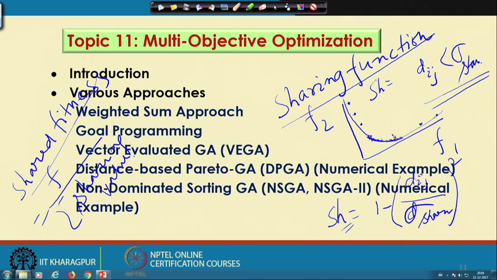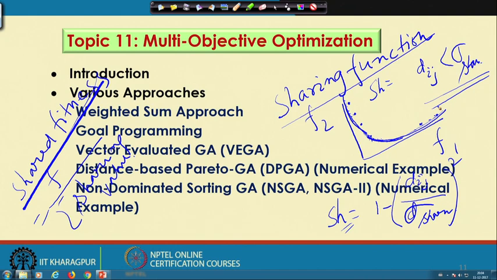Now, we do the proportionate selection or the reproduction scheme using the shared fitness in place of the original fitness. If I do this reproduction using the principle of the shared fitness, there is a possibility these end points will be selected in large numbers. So, this part of the Pareto optimal front will not be lost, and there is a possibility we will get a very wide Pareto optimal front of solutions.